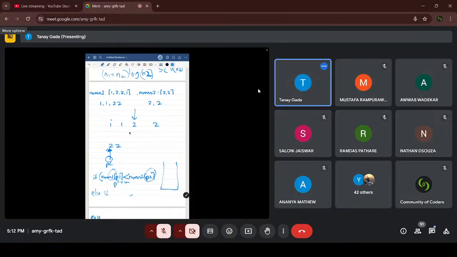It is equal. So we increment both of these and store this element in the result array. Again we see these are equal, so we increment both pointers, and then store this. So this is the answer, 2 2.